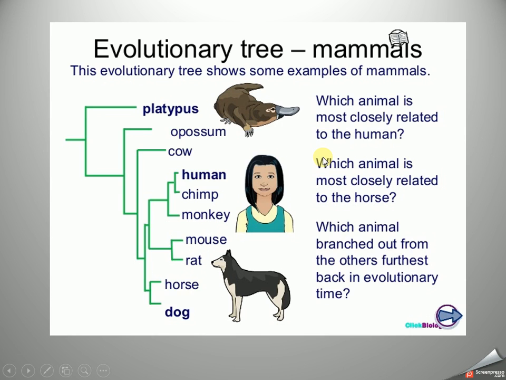Evolutionary tree. Not going to dwell too much on this. This just looks at how closely related things are. So, for example, you can see a human is very closely related to a chimp, but a human is not too closely related to a dog. And which one is most closely related to a horse? It is the dog.